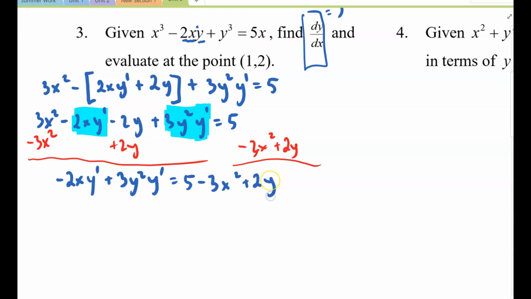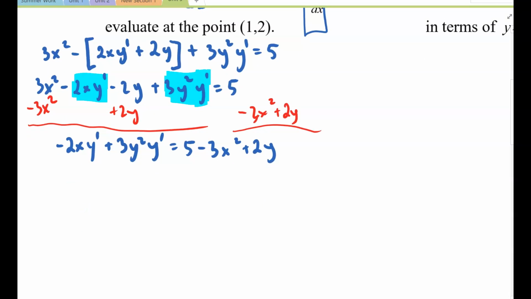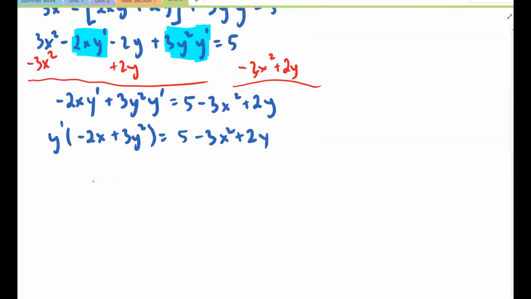Now I want to factor out the y prime. So we have y prime times (negative 2x plus 3y squared) is equal to 5 minus 3x squared plus 2y. And we're going to go ahead and divide to isolate our y prime. So y prime is equal to 5 minus 3x squared plus 2y, all over negative 2x plus 3y squared.